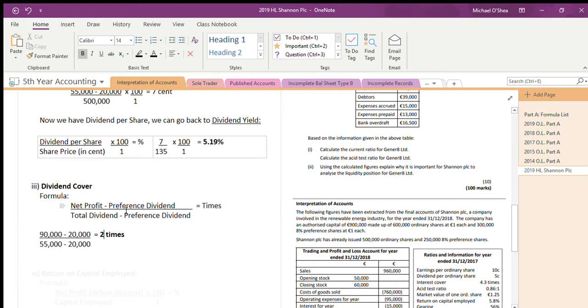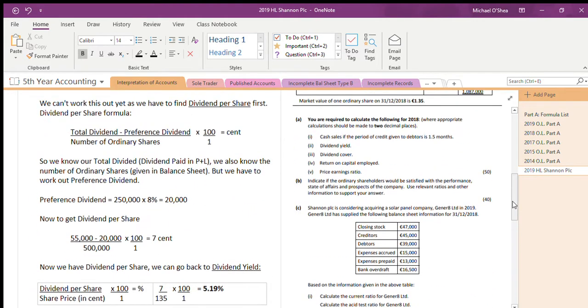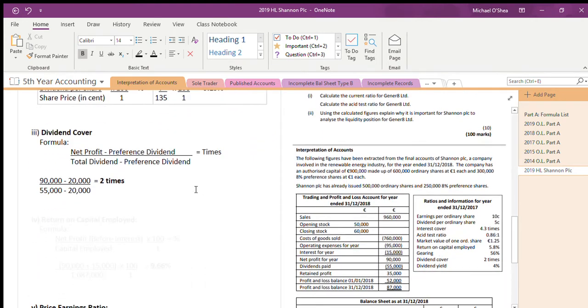So again, once we worked out the preference dividend, we're given both of these, and the answer is 2 times. The fourth one is return on capital employed. Again, we've seen this at ordinary level. So this is my formula for return on capital employed: net profit before interest divided by capital employed multiplied by 100 over 1.